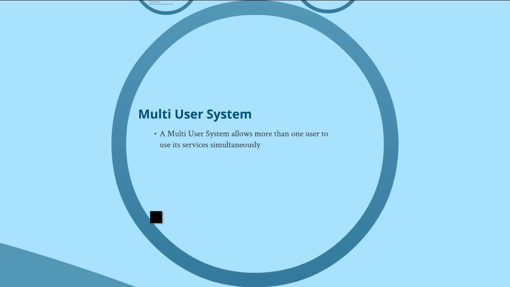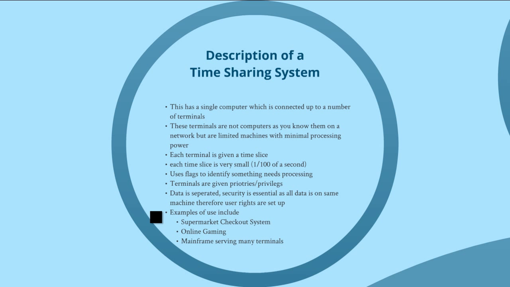Multi-user system. A multi-user system allows more than one user to use its services simultaneously. Here is a description of a multi-user system for an exam. This has a single computer which is connected up to a number of terminals. These terminals are not computers as you know them on a network, but are limited machines with minimal processing power. Each terminal is given a time slice. Each time slice is very small, 1/100th of a second.